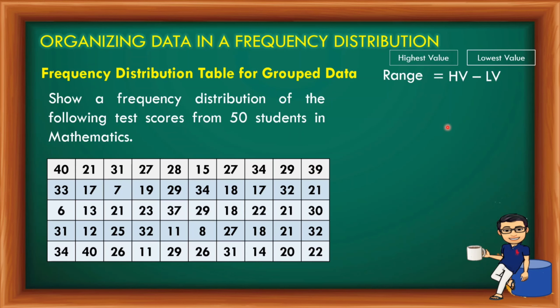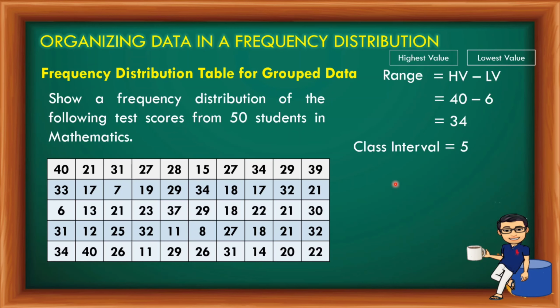So, isa-substitute na natin. That's 40 minus 6. So, 40 minus 6, so 34. So, yan yung magiging range natin. So, kailangan natin yan kasi later on, yung mga information na kailangan pa nating masolve, kailangan natin alam ang range. So, this time, alam na natin yung range.